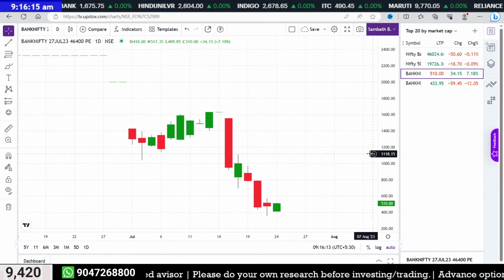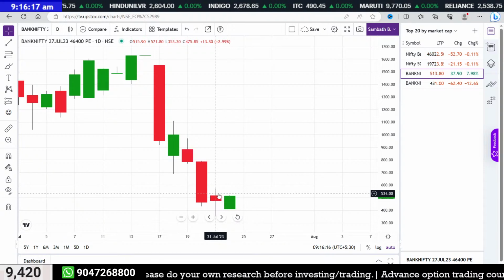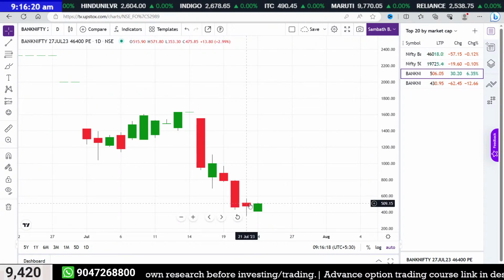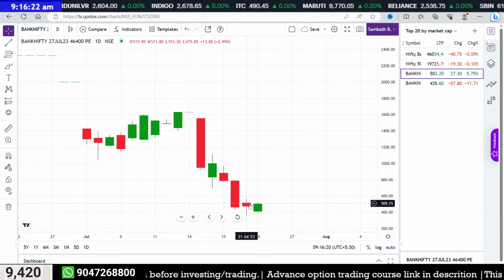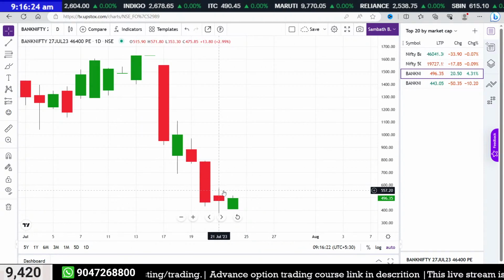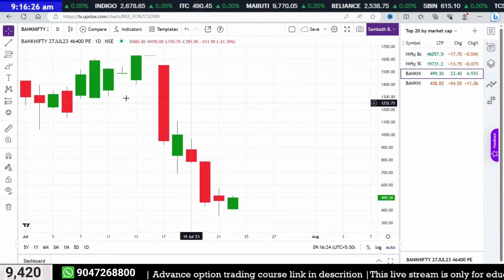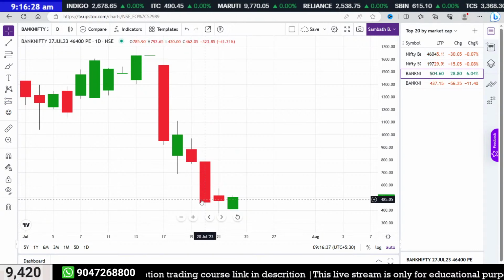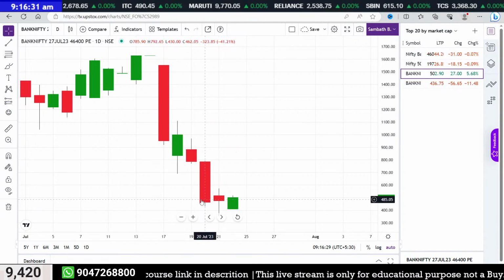Okay, maybe this option, this wood option. And if it has crossed previously, it looks like a hammer. Okay, so 571 is the previous day high. Maybe if it has crossed above the level, and we also see there is a fair value gap available here in this particular strike price.